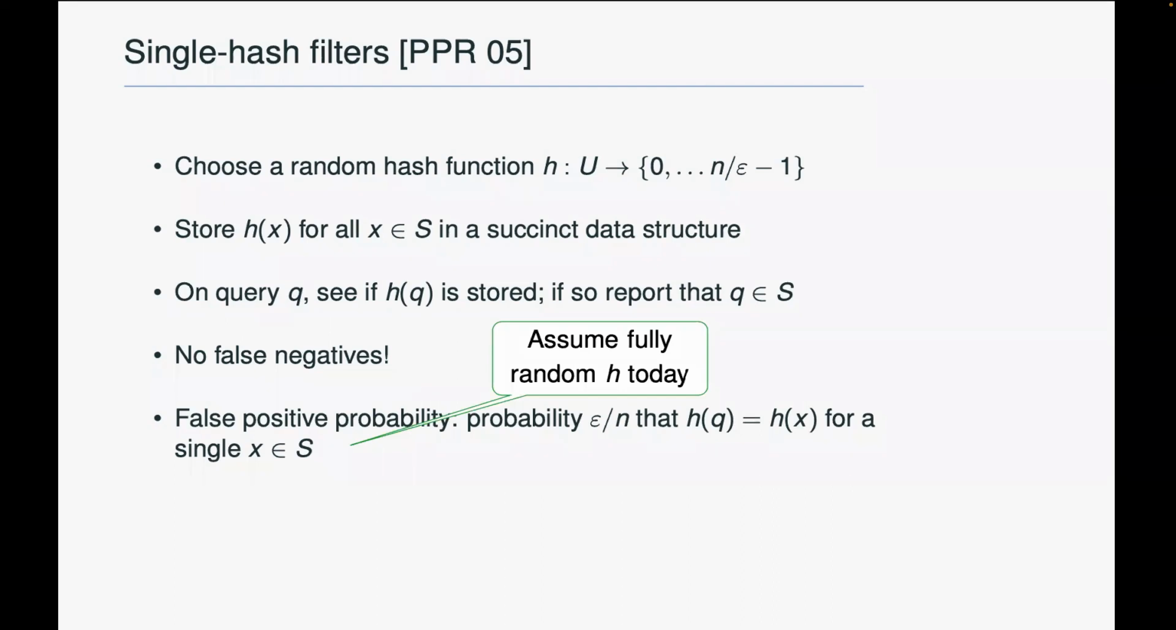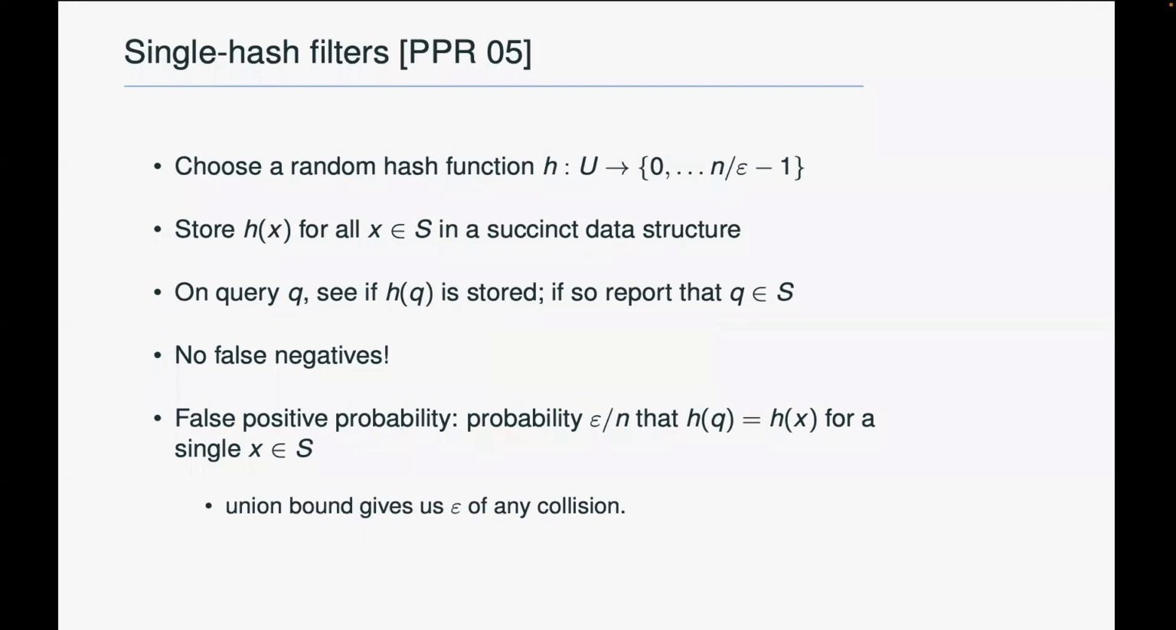You can get rid of this assumption if you want using known hash functions. So we take the union bound over all n items. N times epsilon over n gives us a probability epsilon that a given query collides with any item in our set. So just by taking all of our items and hashing them down to this set of size n over epsilon, we immediately get all of our query guarantees that we want.